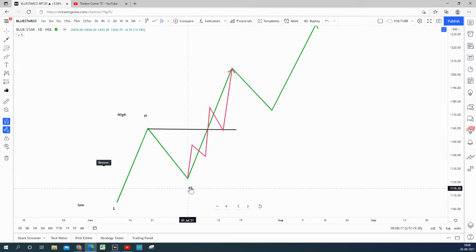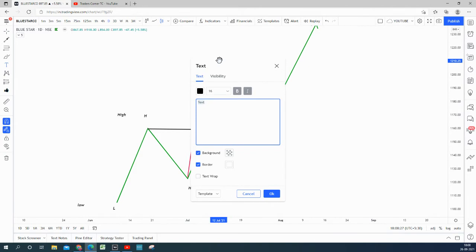Again, this is higher low. So this higher low breaks this high point. So this point becomes higher high. I will give you the explanation also. Okay.